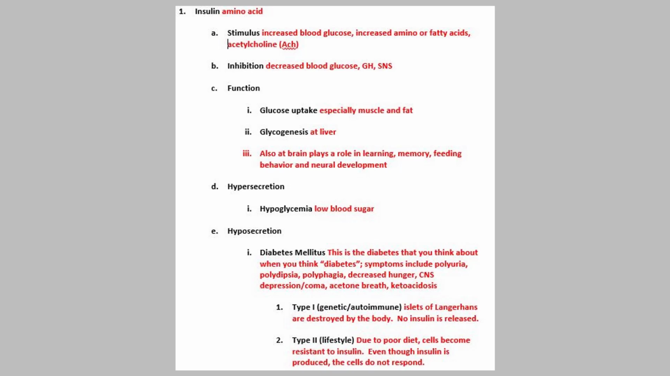Next, polyphagia. Phage means to eat. So polyphagia is increased appetite. You eat a lot. Decreased hunger. Well, this seems kind of counterintuitive. How can it be polyphagia and decreased hunger? Well, some diabetics with diabetes mellitus get very, very hungry. Some diabetics with diabetes mellitus lose their appetite almost entirely. So it could go either way.